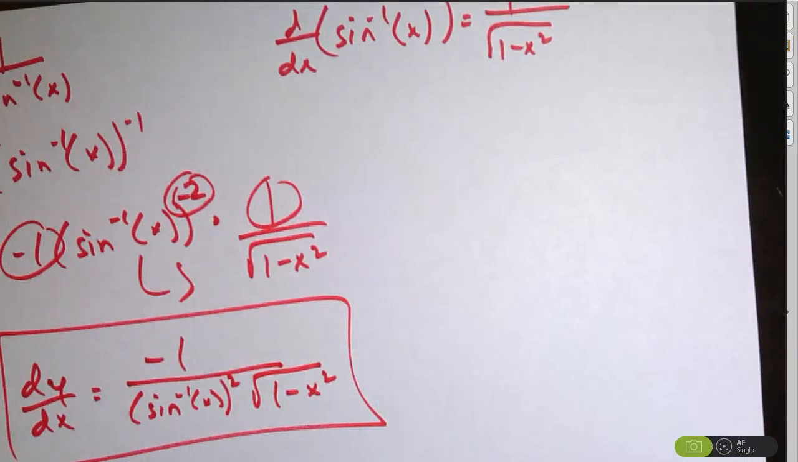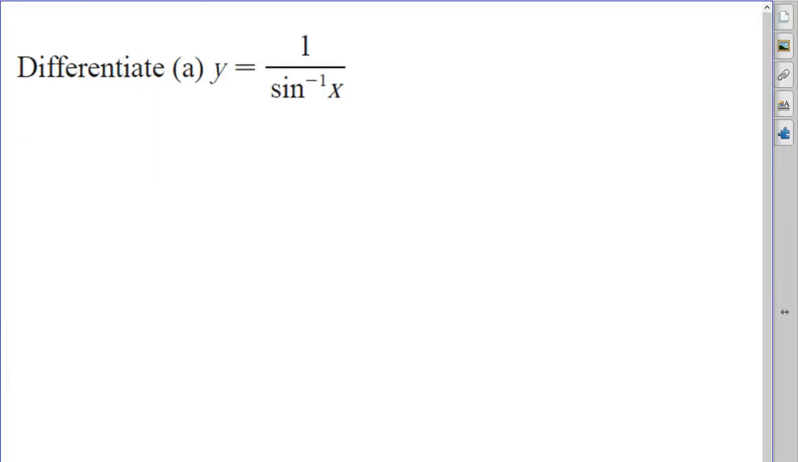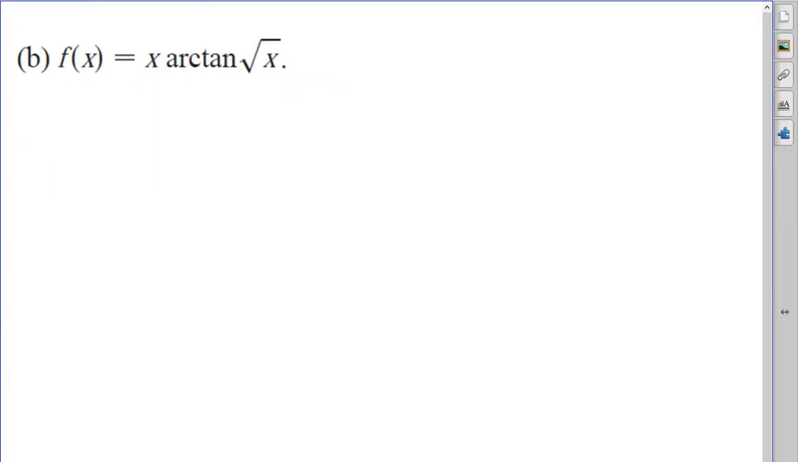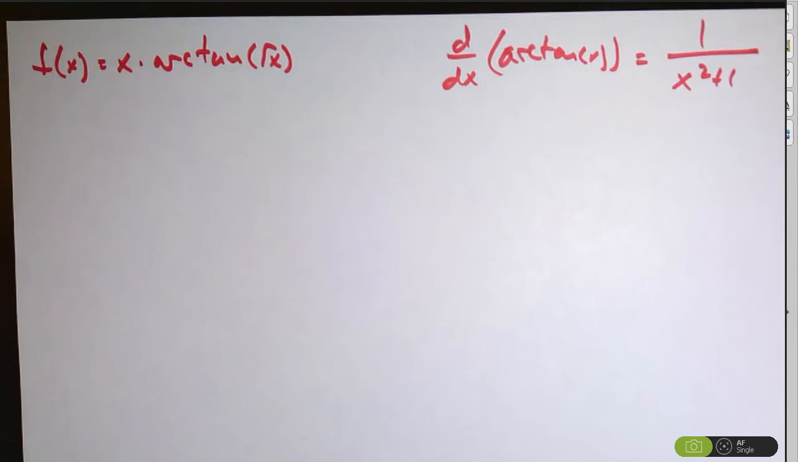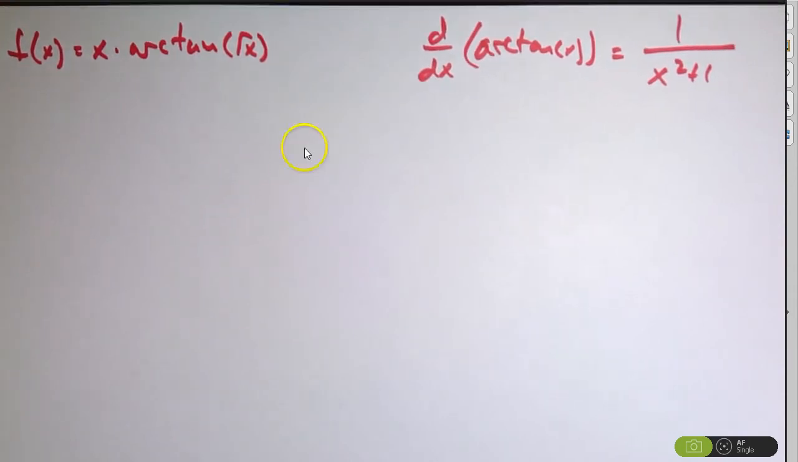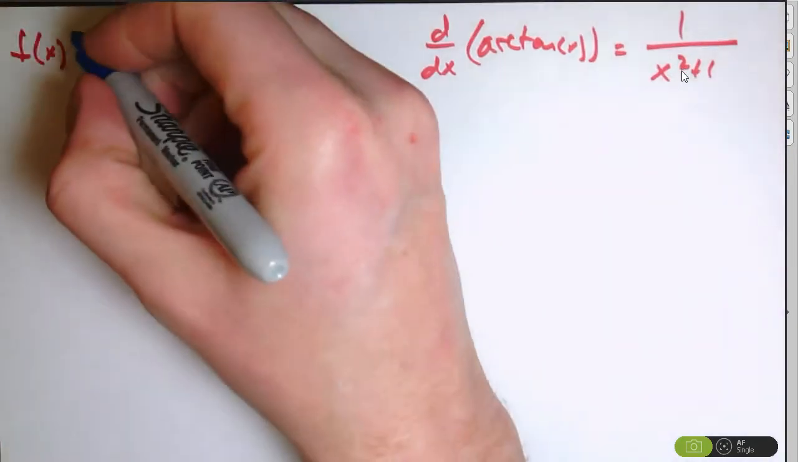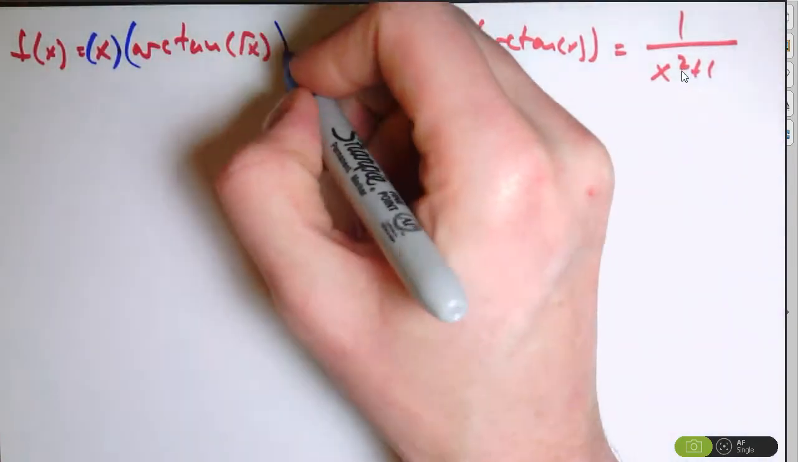Okay, next one. x times arctan root x. Now the derivative rule for arctan, or inverse tangent, is 1 over x squared plus 1. This one's nice and easy because it's really just pretty much a simple product rule. Here's your first function, here's your second.